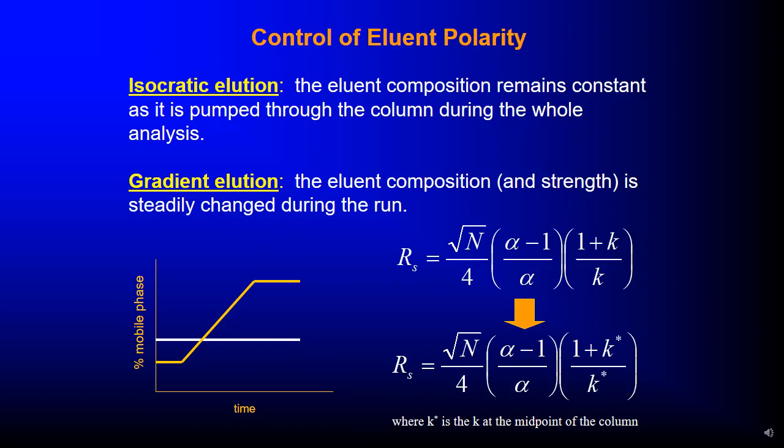Then the control of eluent polarity, isocratic elution, the eluent composition remains constant as it is pumped through the column during the whole analysis, but gradient, the eluent composition is steadily changed during the run. So that would also, it will require some knowledge. So you can see this isocratic, and then you can see the gradient.